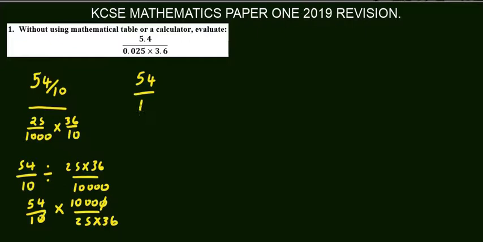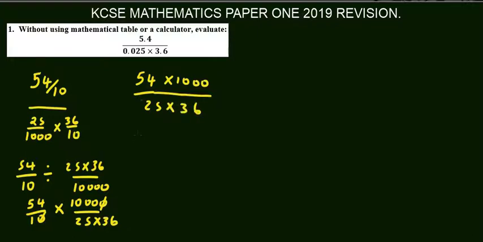all over 10, or rather, so that is 54 over 1. Well, you can have it as 54. We can have on the numerator 54 by 1,000 over 25 by 36.